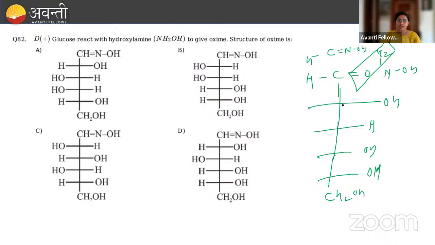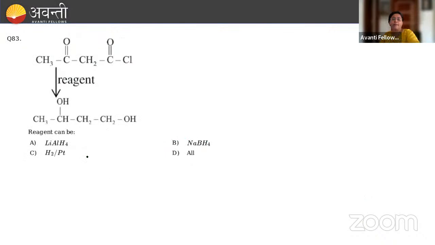So what is the correct answer? A, B, C, D. You can see here, when you match this reaction, we will get the answer. Next, reagent. What is happening here? This carbonyl compound also got reduced and this also got reduced. So what is the compound which can reduce, what is it named?